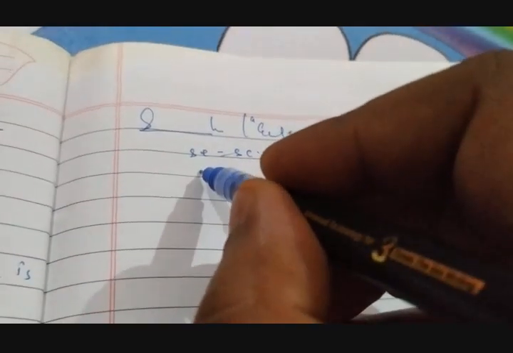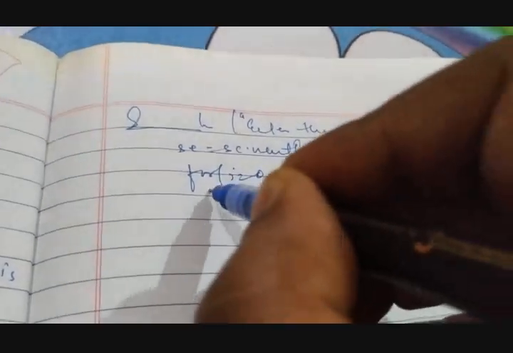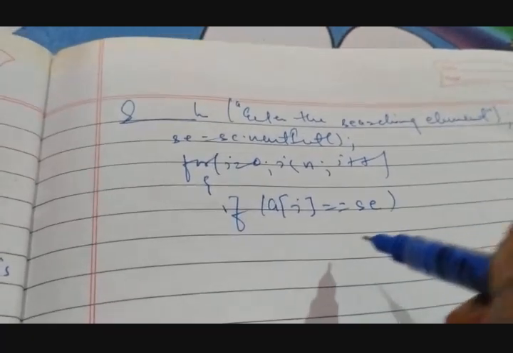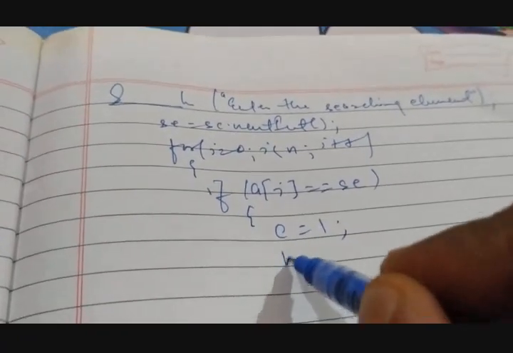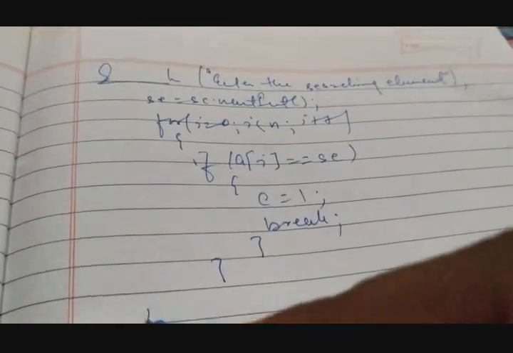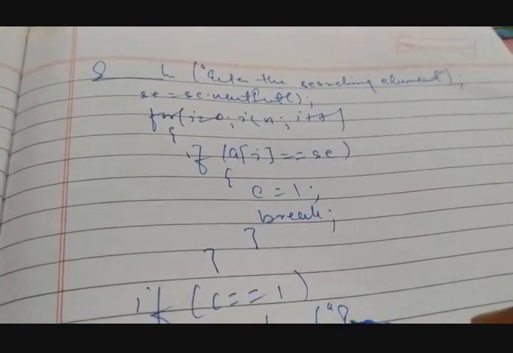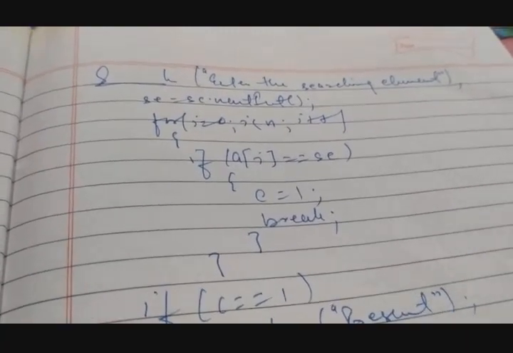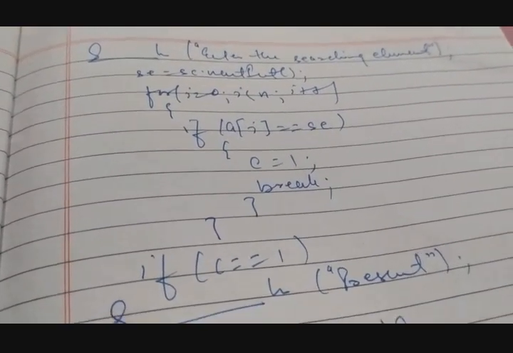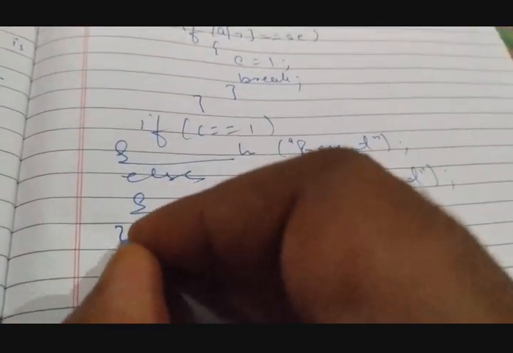Now a loop: for i equals to 0, i less than n, i plus plus. If the element which we have picked is equal to the searching element, then counter changes to 1 and we break out of the loop. Is it? If c equals to 1, then print present, else print not found. Close main, close class.